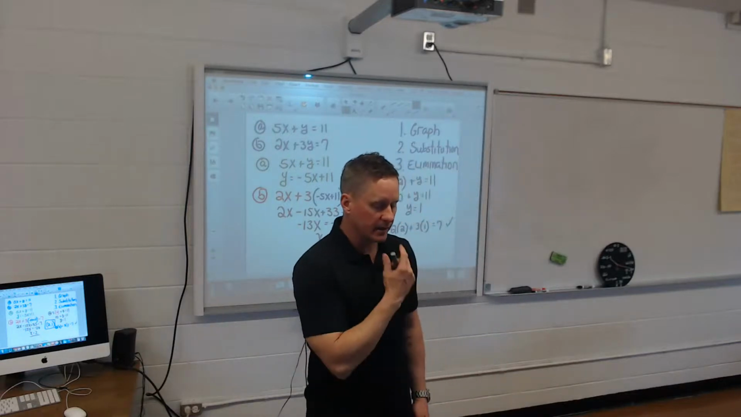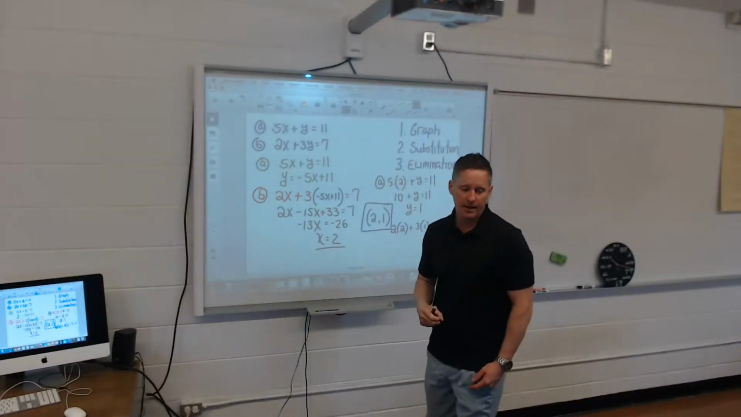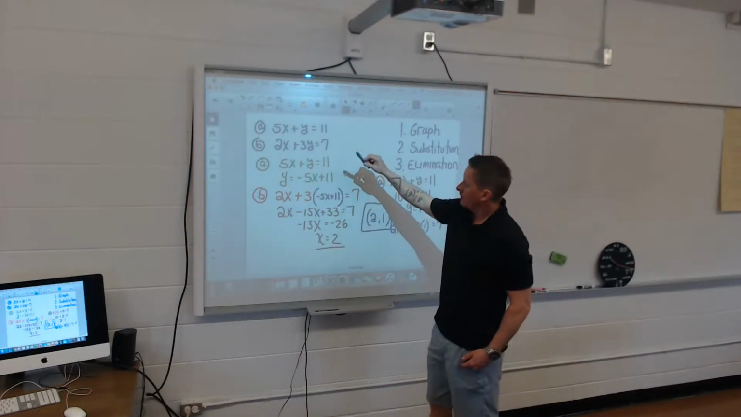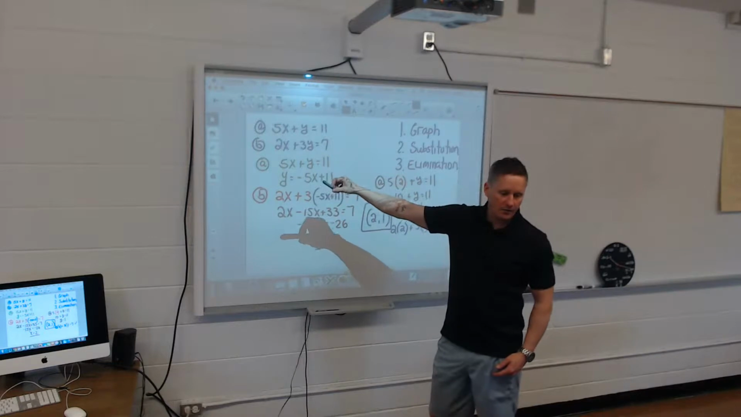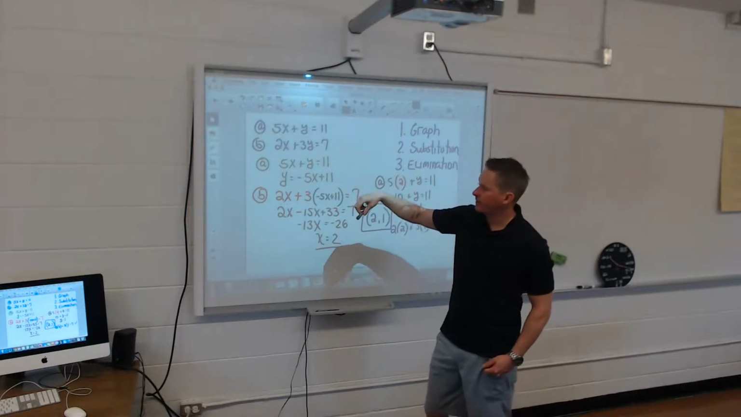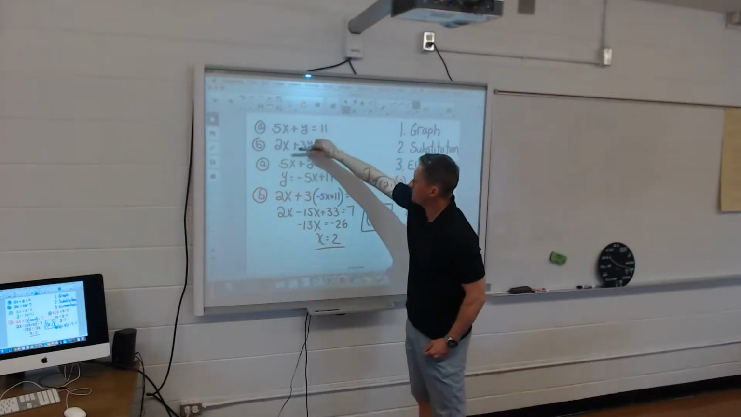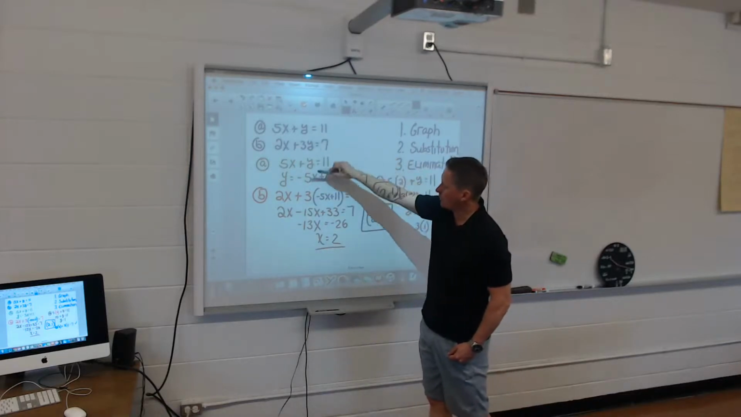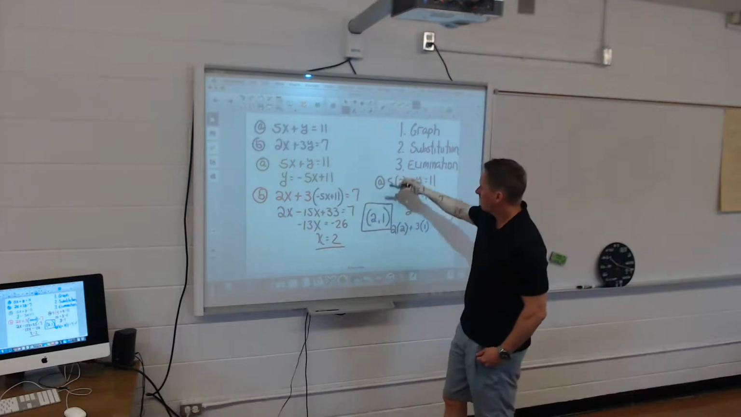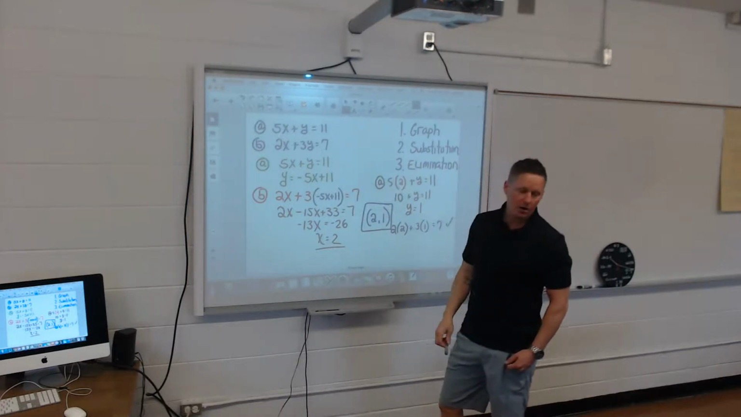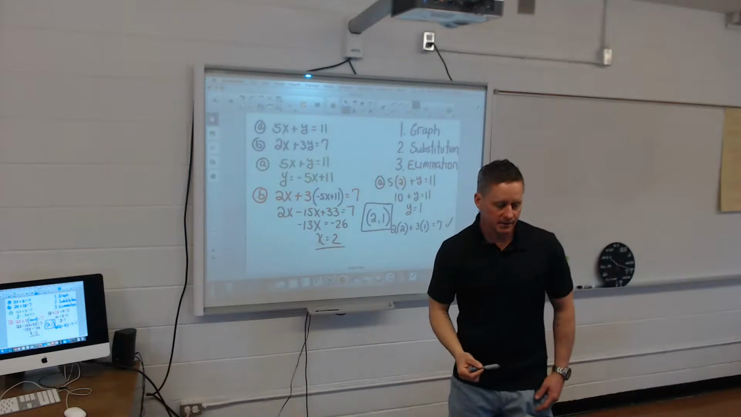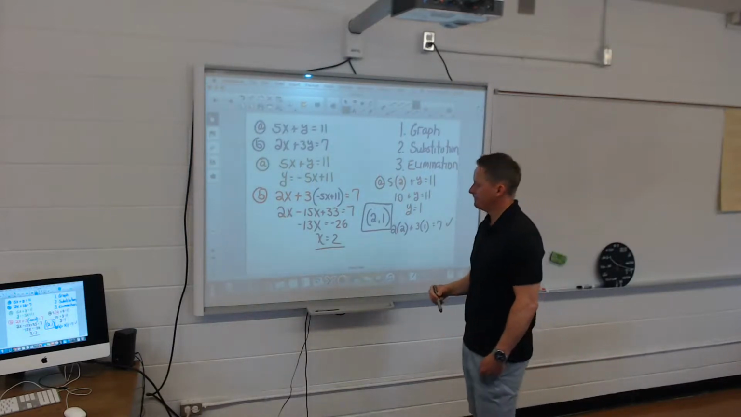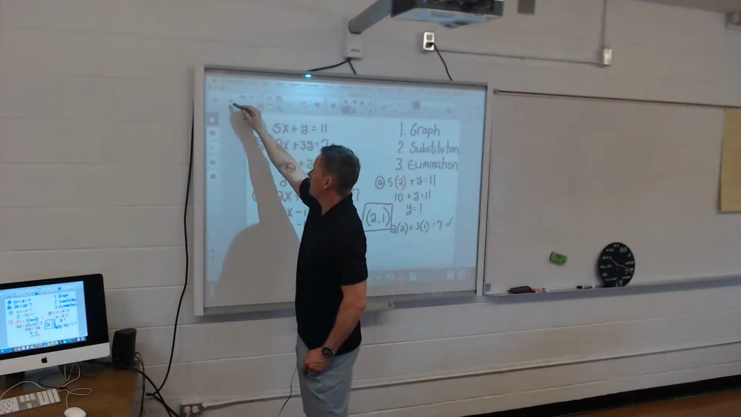This is what we call the substitution method. Now, what we're going to find out is that when we use the elimination method, the only thing that is different is this part right here. How we solve this is different. This is the same in all three methods, especially the elimination and substitution. So we'll try another one here.